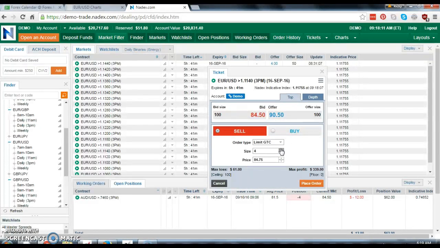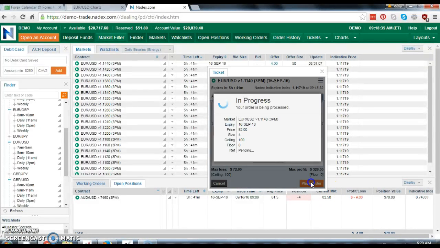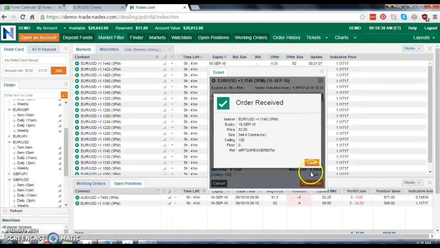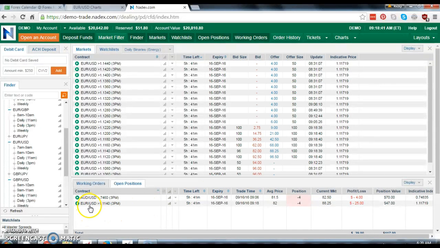It's at 84.50. I'll give it a couple of seconds here. I usually do. And if it starts to go south the other way, like it is right now, boom, we're going to lock ourselves in right now at 82. Boom. Okay, and there we are. We sold the Euro against the US dollar at 1.1140.